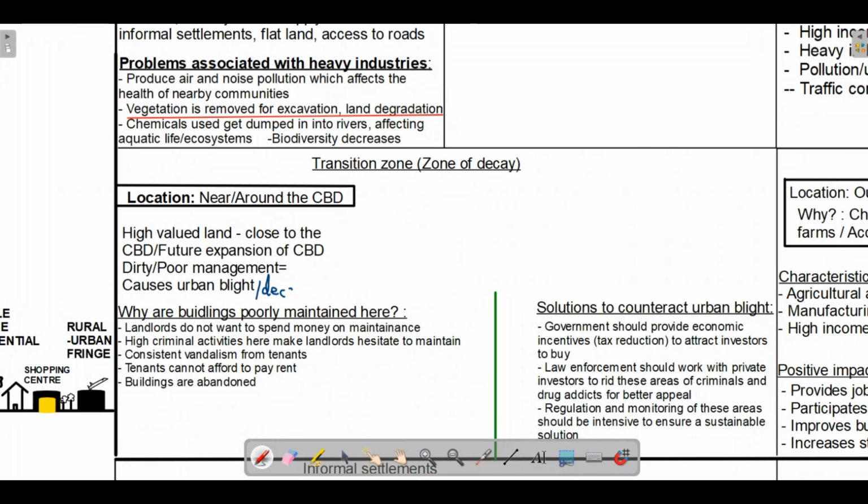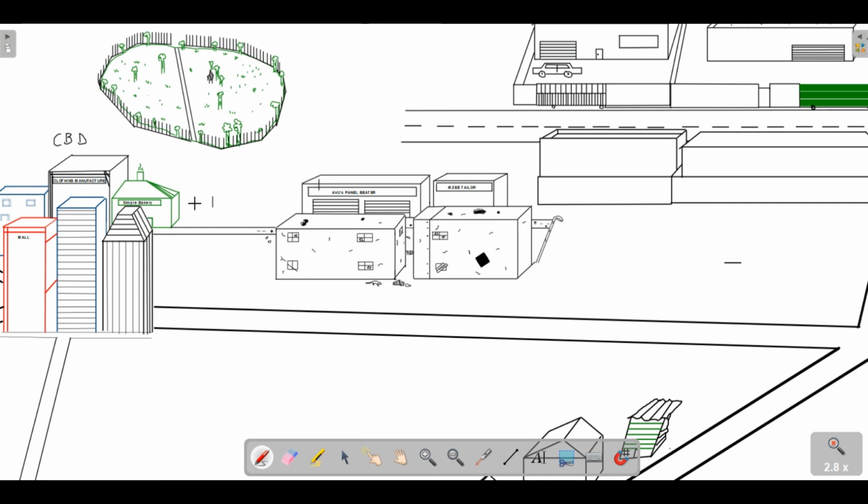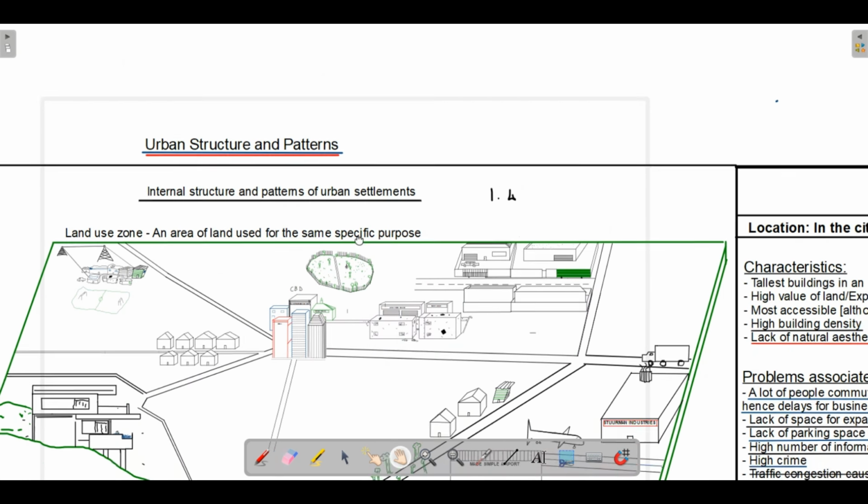So it's part of the city that is not functional anymore. There's abandoned buildings. There's a lot of crime that occurs in those buildings, and that negatively affects the appeal of the city, right, as a whole. So it affects the city as well, right? So despite being unattractive, this zone is actually high valued land. And that is because it is close to the CBD, or because it is the future expansion of the CBD. Remember, I said that the CBD is constantly expanding, and in the future is going to definitely expand into the transition zone.